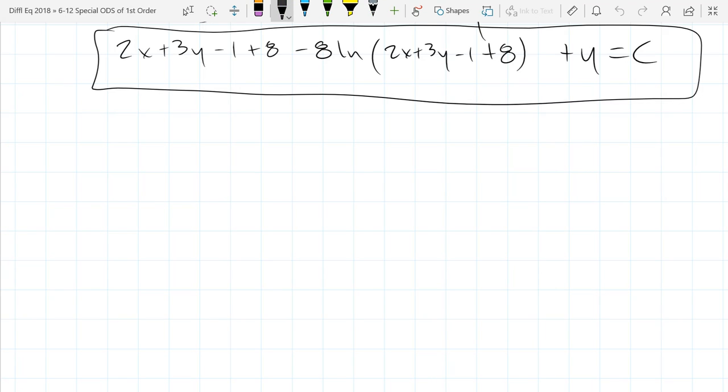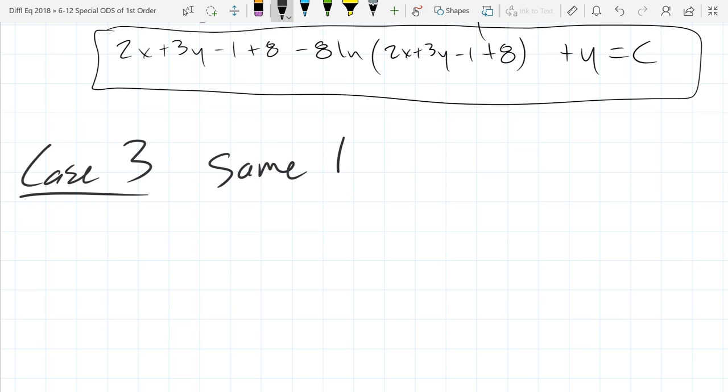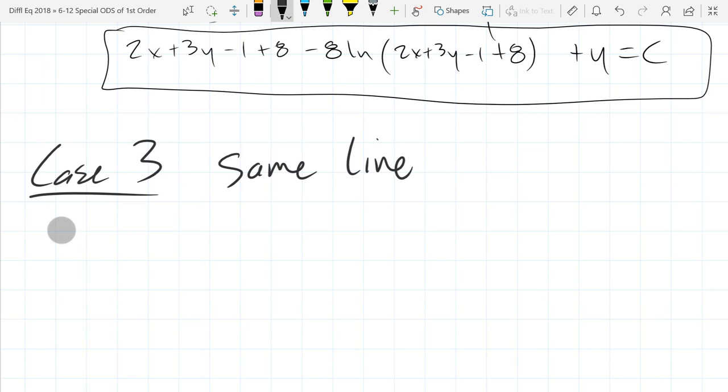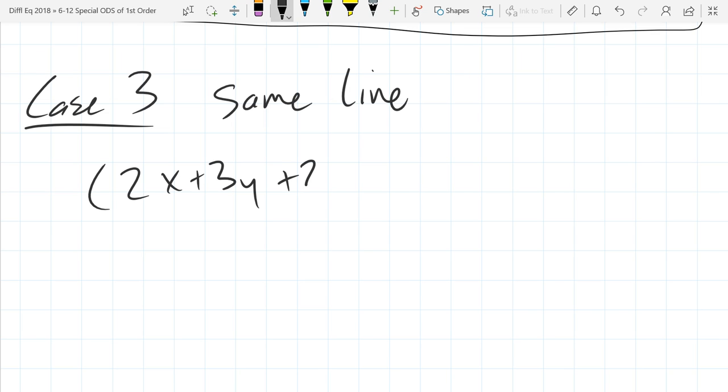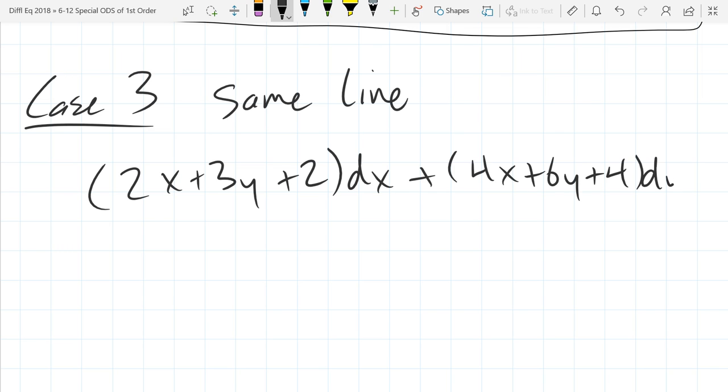So this is going to be case three. I think I called the last one case two, so this is case three. So it's going to be same line. Our first will be 2x plus 3y plus 2 dx plus 4x plus 6y plus 4 dy equals 0.